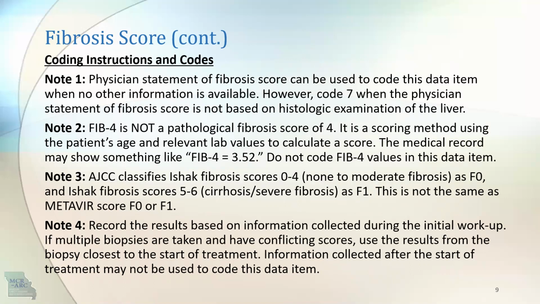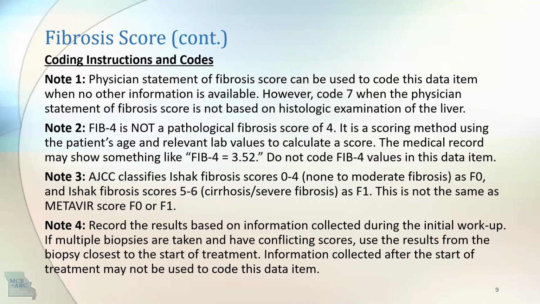Note 2. FIB-4 is not a pathological fibrosis score of 4. It is a scoring method using the patient's age and relevant lab values to calculate a score. The medical record may show something like FIB-4 equals 3.52. Do not code FIB-4 values in this data item.